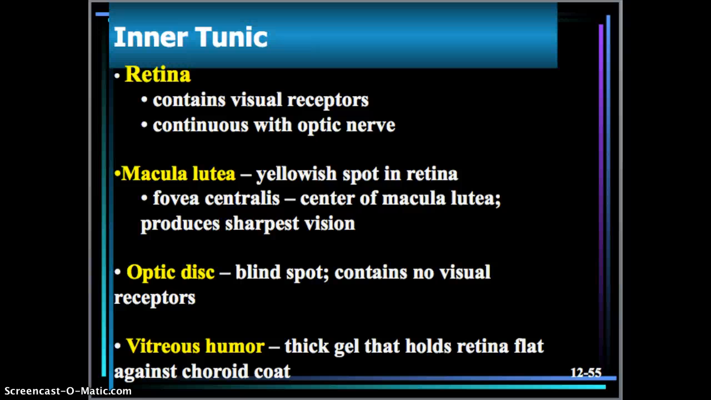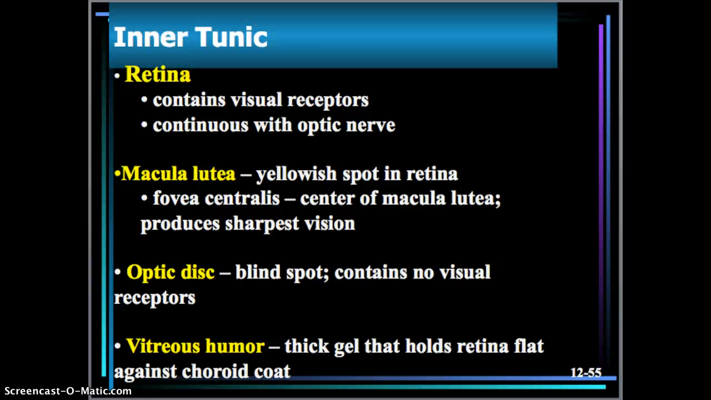Near that, typically medially from that, is the optic disc, and this is your blind spot. And this is a blind spot because there are no visual receptors there. This is where the fibers are directly connecting to the optic nerve, so you're not receiving light. It's where all those nerves are converging and sending off.